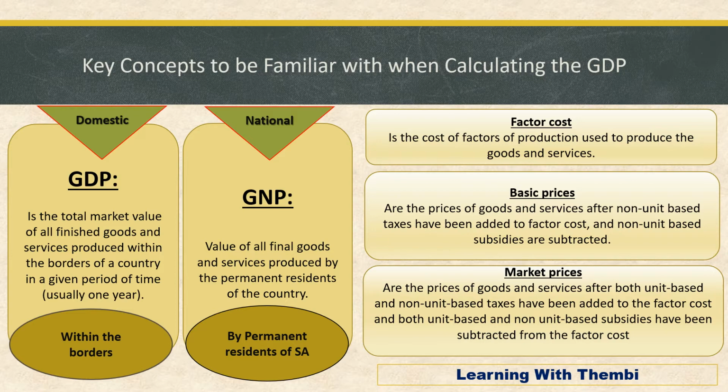So all the taxes here are added and all the subsidies are subtracted from the factor cost. So if we are to find a formula to calculate market prices, we will say market prices are equal to factor cost plus taxes on production plus tax on products minus subsidies on production minus subsidies on products. So we subtract all the subsidies and we add all the taxes to the factor cost when calculating the market prices.